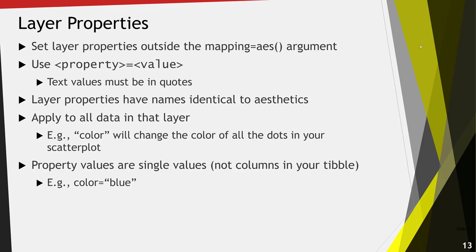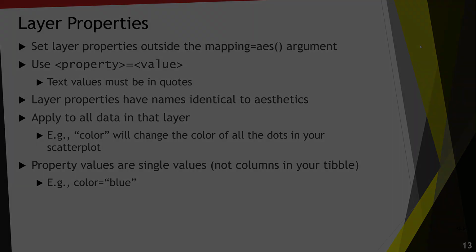So setting the color layer property is going to change the color of all the dots in your scatter plot, whereas setting the color aesthetic would color code dots based on the data in your tibble. Additionally, layer property values are always single values, not columns in your tibble. So for example, you'll set color equal to blue as opposed to color equal to and then the name of a variable in your tibble.